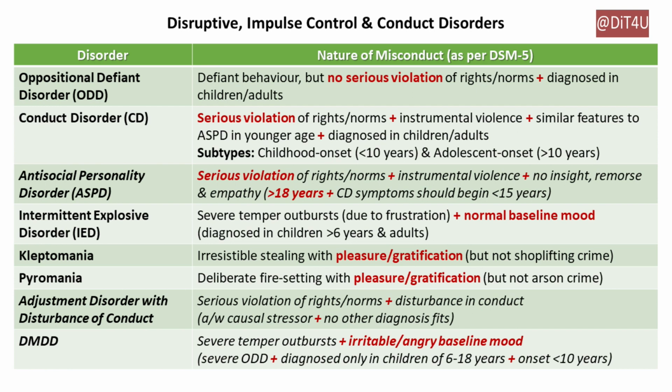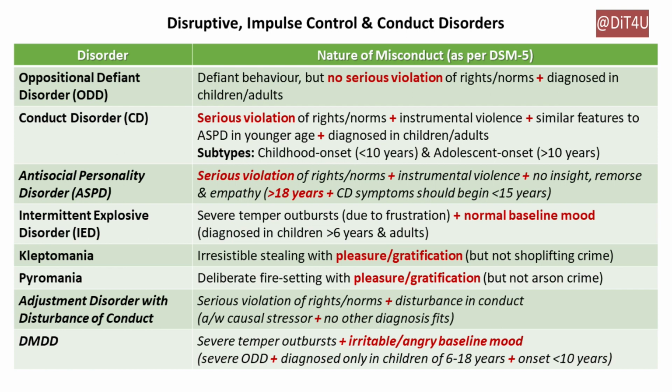Antisocial personality disorder, ASPD, again serious violation of rights and norms, instrumental violence, violence for getting something, no insight. That means they don't understand the wrongness of their actions. No remorse, that means they do not regret what they have done, they don't feel sorry for their victims. And no empathy, that means they do not understand others' feelings. In other words, they treat people as inanimate objects that they can inflict violence on.